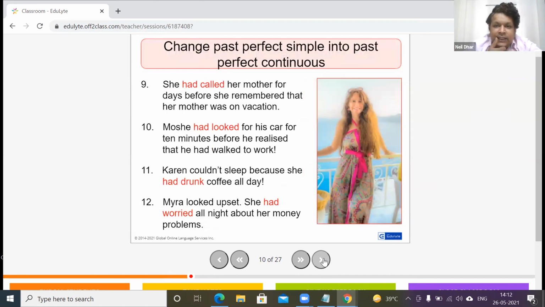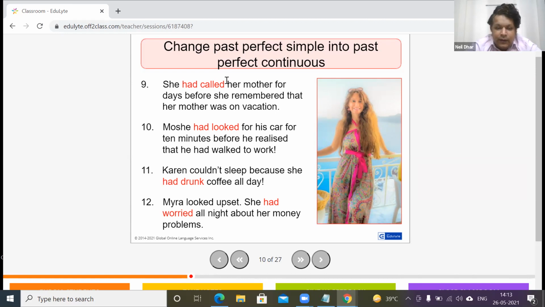Next, change past perfect simple into past perfect continuous. So this is simple. He had called, which means it happened in the past. We'll make it continuous. How do we make it? She called her mother for days before she remembered that her mother was on vacation. The right thing would be she had been calling her mother for days before she remembered that her mother was on vacation. She had been calling. We're making it continuous now.